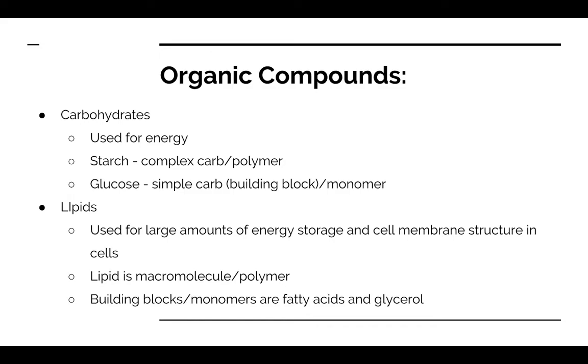So the four different organic compounds, first is carbohydrates. This is really used for energy. So the two main carbohydrates that we talked about are starch and glucose. Starch is the complex carbohydrate or the polymer, and glucose is the simple carbohydrate, the building block or monomer.